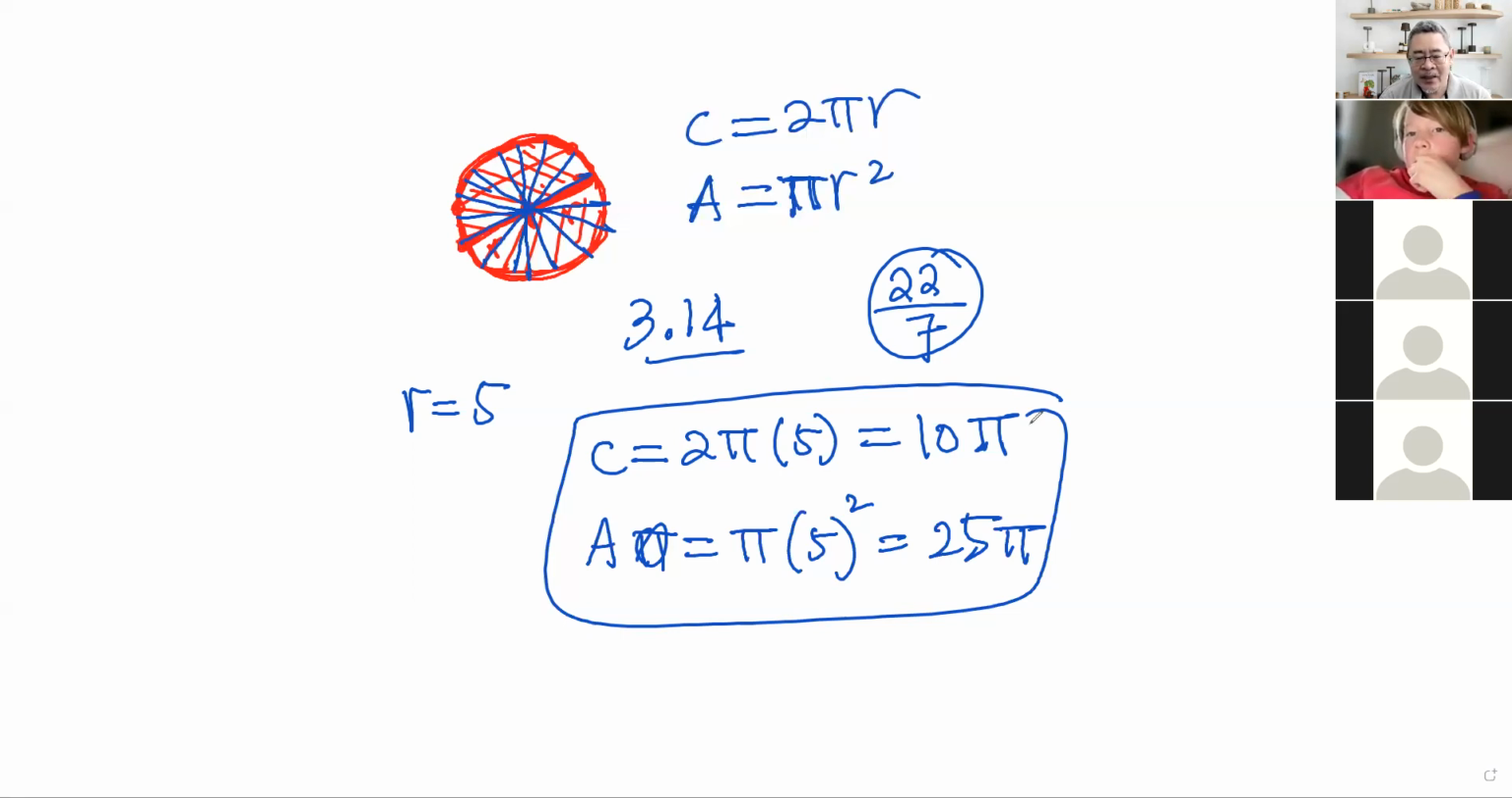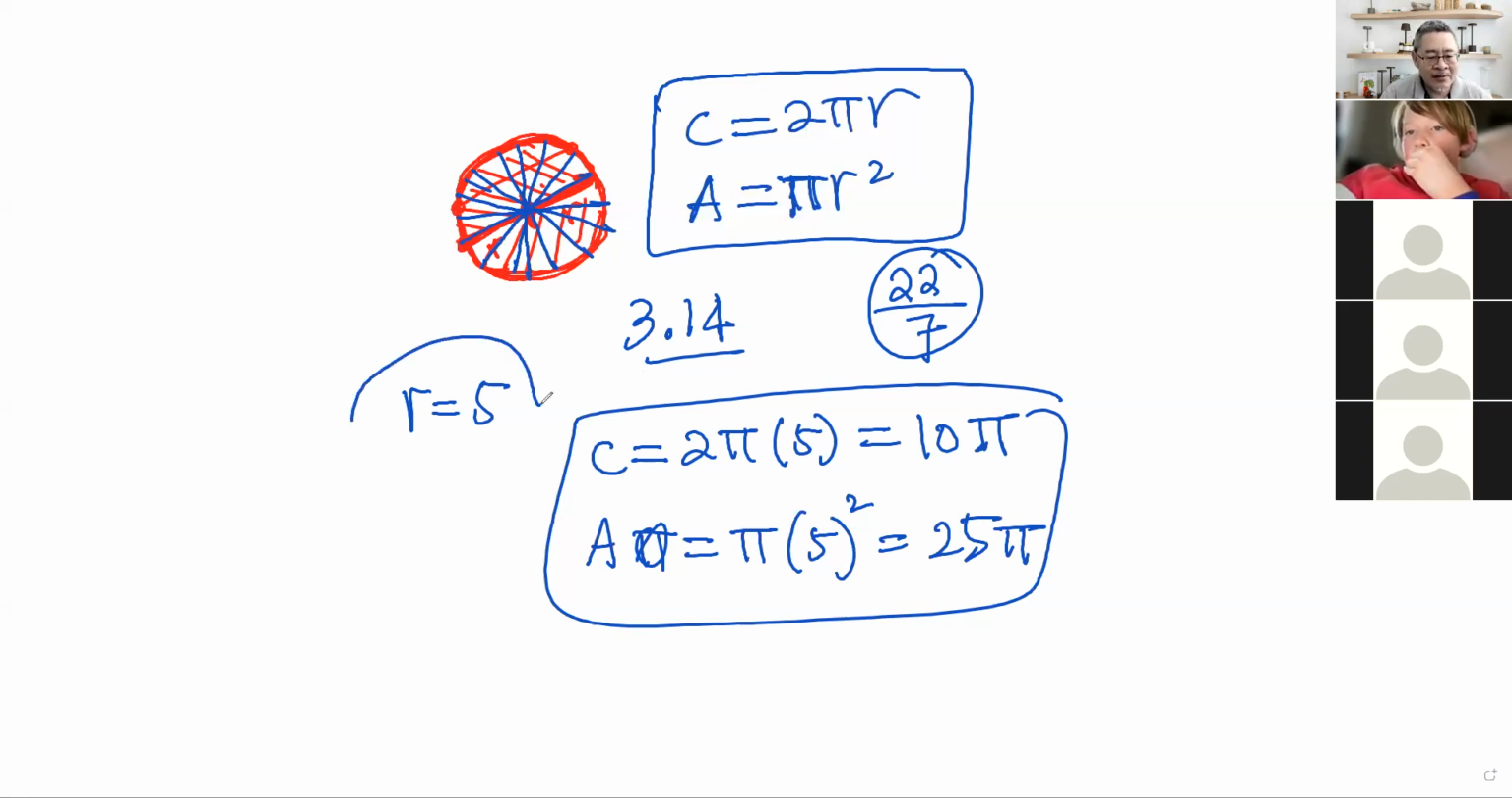So we basically just plug in. We know the formula, and if we know r, we just plug in r. If the radius is 5, then for this circle the circumference is 10 pi, and the area is pi r squared, which gives us 25 pi.